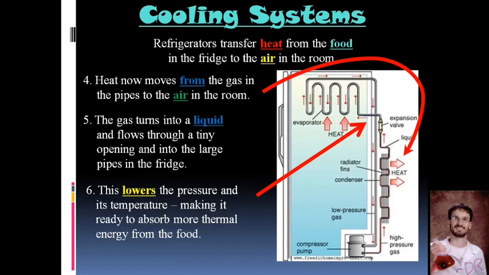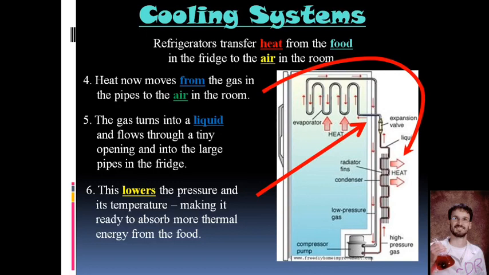And now you have super cold fluid that's able to go back into the fridge and suck up any more heat of any food that's still in there. And this is constantly cycling. It's constantly going and cycling through. And every second that it's happening, it's pulling more and more heat out of the food that you've put in your fridge until everything in your fridge is really cold.